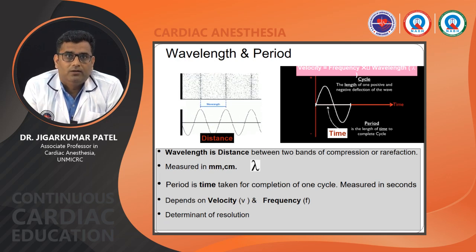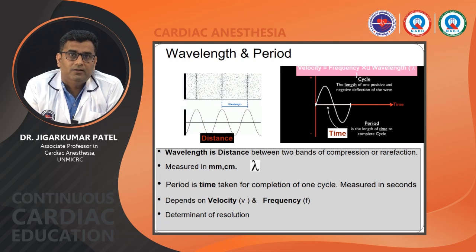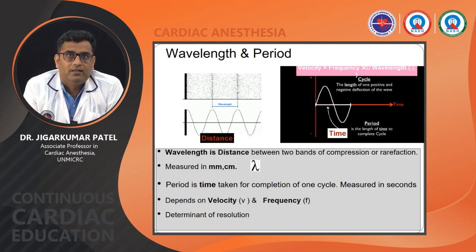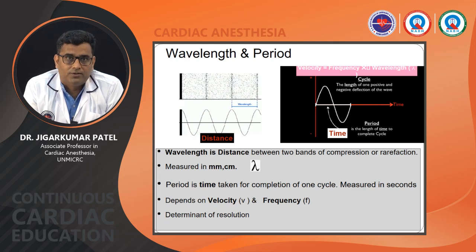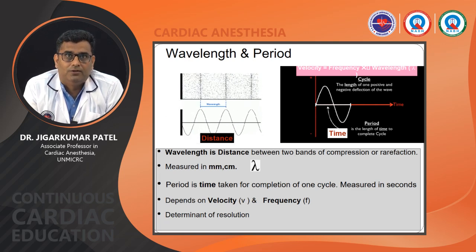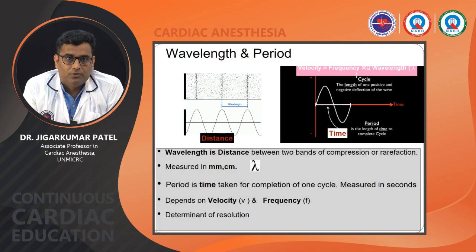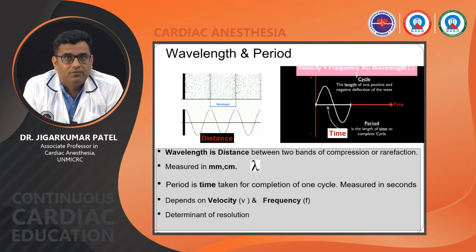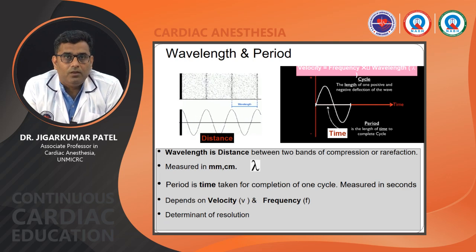So wavelength will determine the resolution of the image. If the wavelength is decreased, then it will interrogate more molecules and you will get better resolution. So to improve image quality, you have to reduce wavelength by increasing the frequency of the probe.